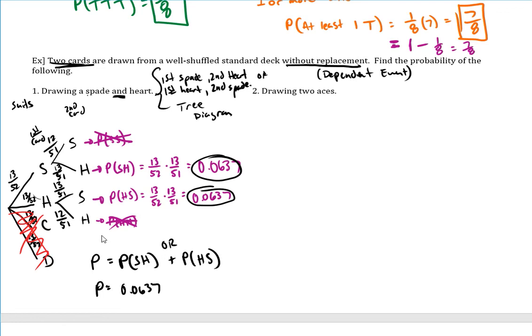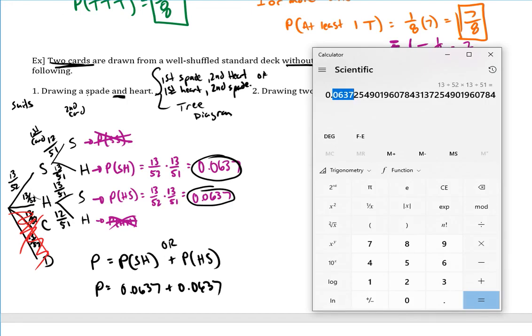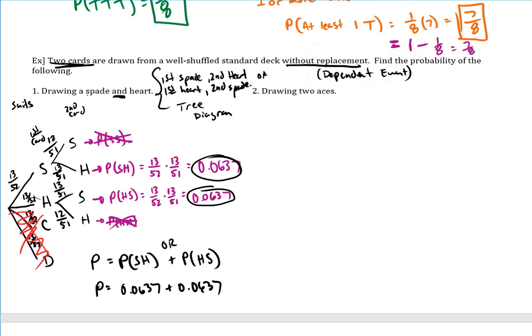Okay, and when we do, let's go ahead and write those together. I'm also using my calculator for that, so I need to add 0.0637, which gives us 0.1274 to 4 decimals. Okay, so there it is. That's how we break these down.